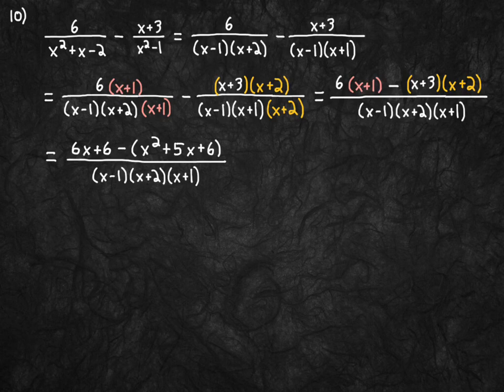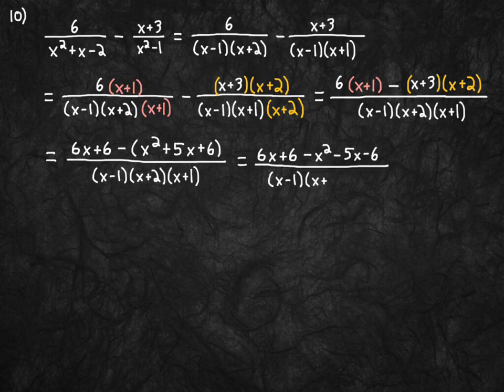Okay, now I need to distribute that negative. And I would actually write it out so you don't make mistakes with the negative, rather than trying to distribute it, then combine it with the 6x plus 6 at the same time. So I would write 6x plus 6 minus, what does distributing a negative do? It changes the sign of every term inside. So it's minus x squared minus 5x minus 6 over the same denominator.